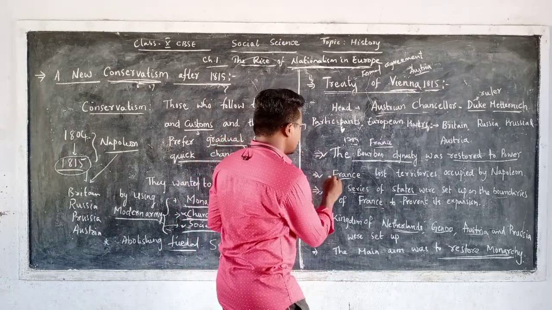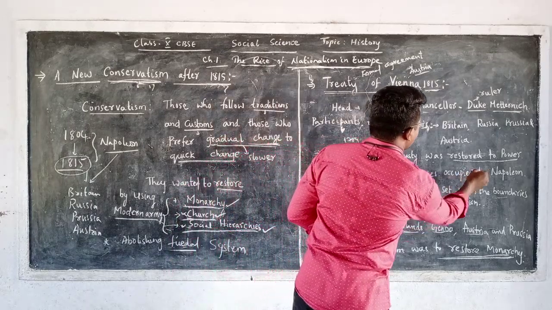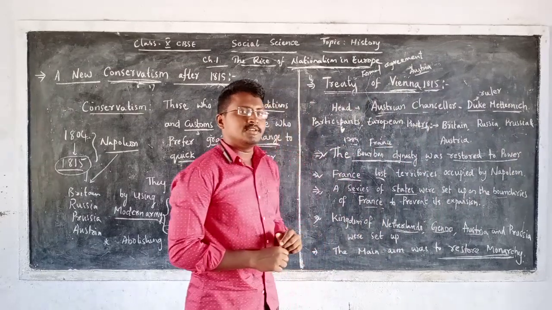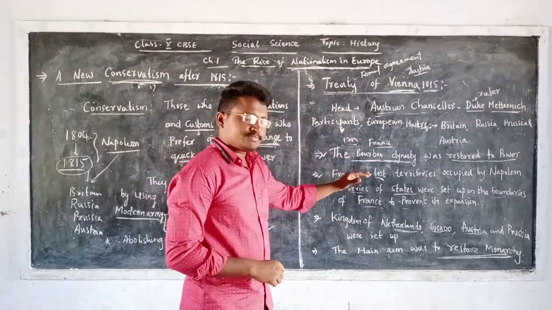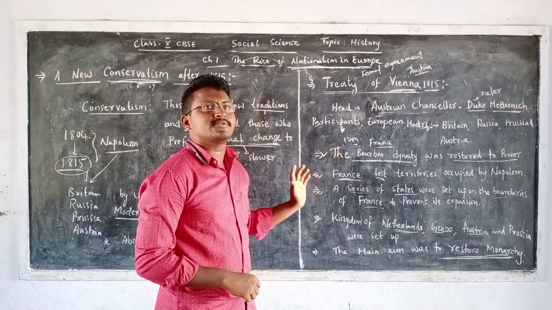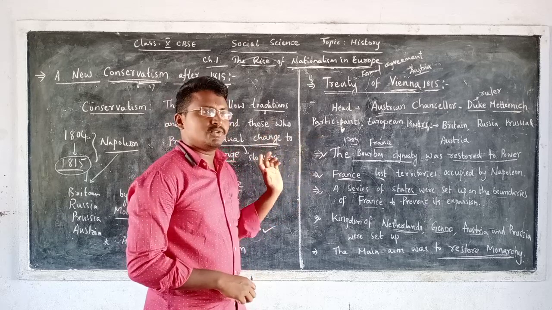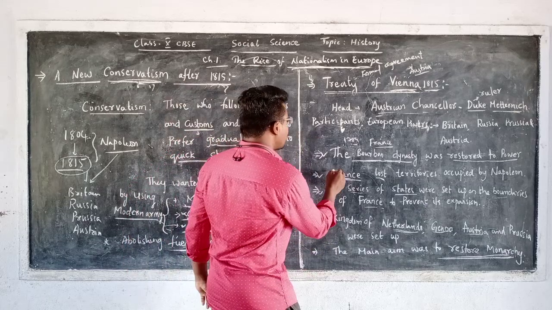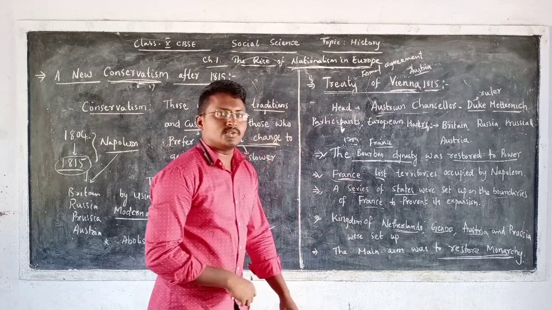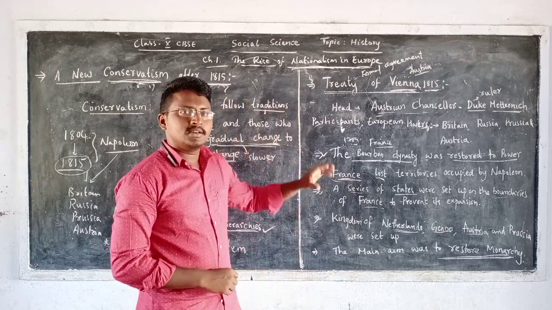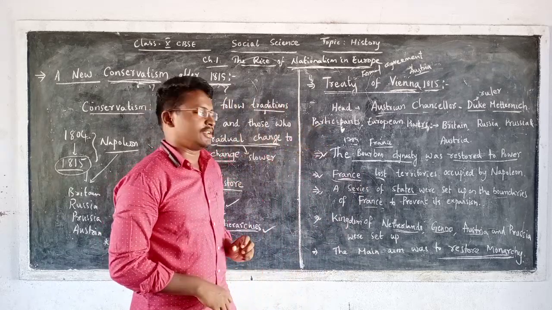Then, second thing, France lost territories occupied by Napoleon, which also means that when Napoleon was ruling France and all other parts of Europe, he occupied some of the places in Europe. Now, what happened is that France lost all its territories.